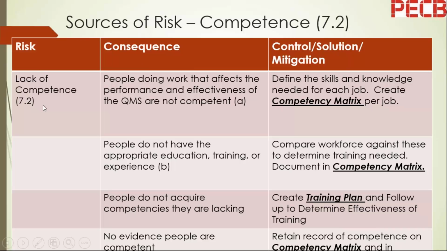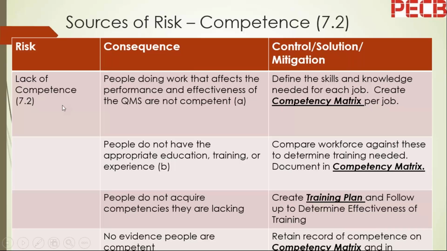Our risk was lack of competence. The consequence might be people doing work that affects the performance and effectiveness of the quality management system are not competent, which is a requirement in the standard. It's 7.2A in ISO 9001 2015. What we're going to do is our control is a competency matrix. That competency matrix is outlined, it's in bold, it's in italics, it's a document necessary to address this risk.